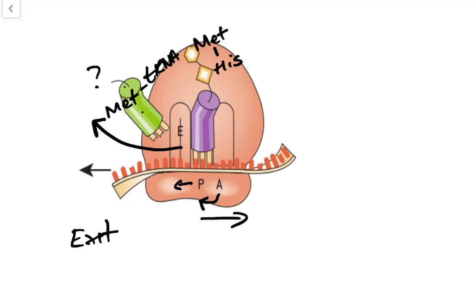It has broken the bond which was attaching the met tRNA to the methionine. So we can see that this is now coming away and this is empty. This tRNA now doesn't have its amino acid, and it's transferred that amino acid, because it's now a peptide bond, to the amino acid which is now in the P site.